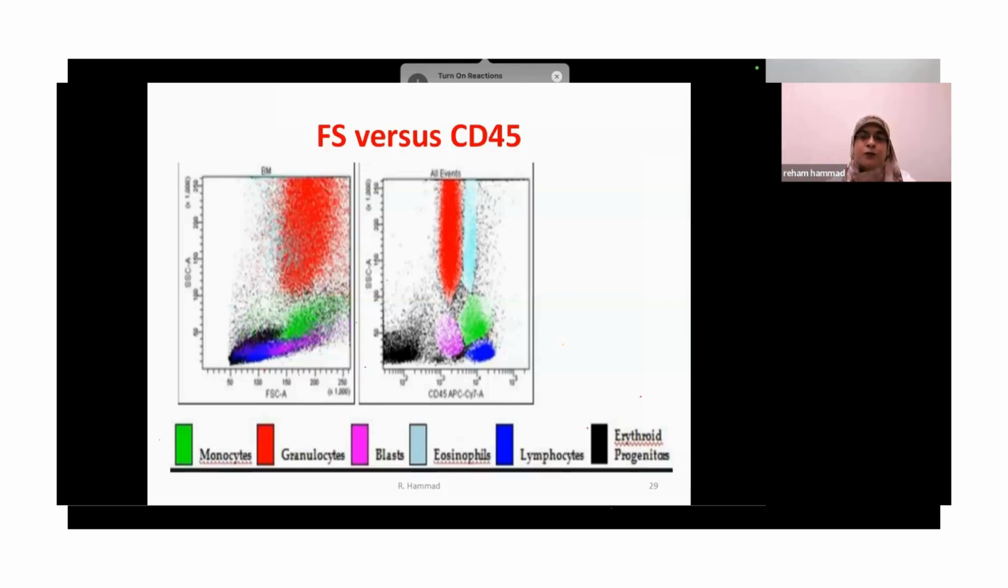Let me show you the difference between forward scatter, side scatter and CD45 side scatter. Forward scatter is related to the size, as we said.